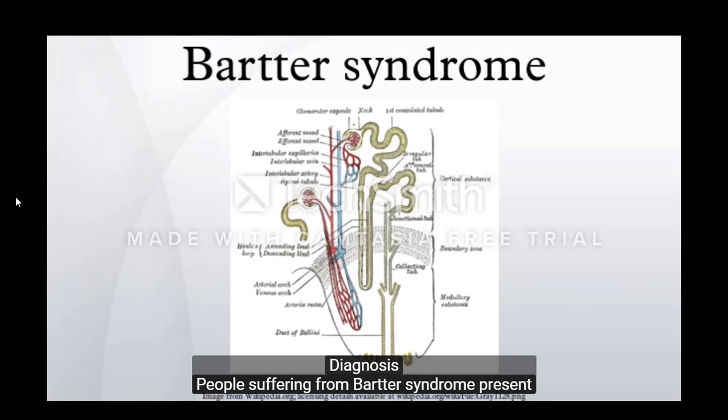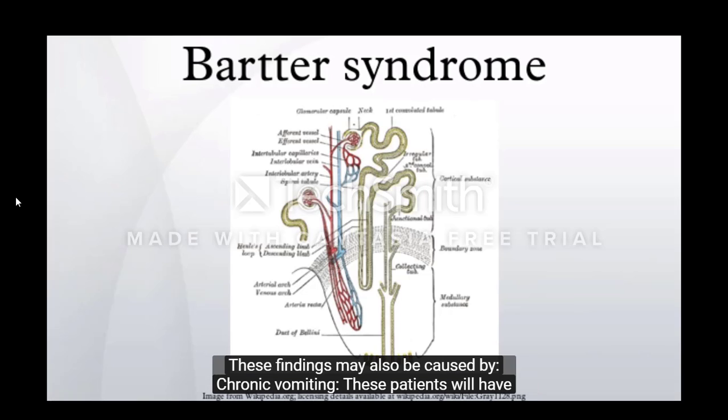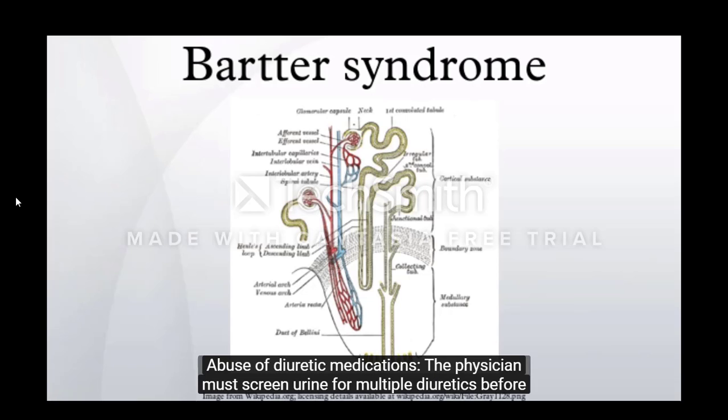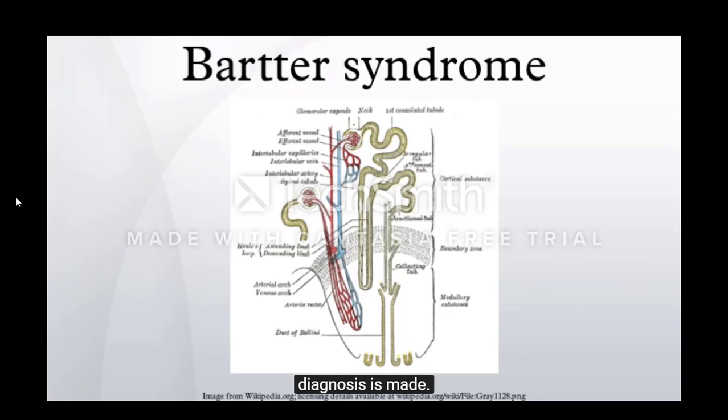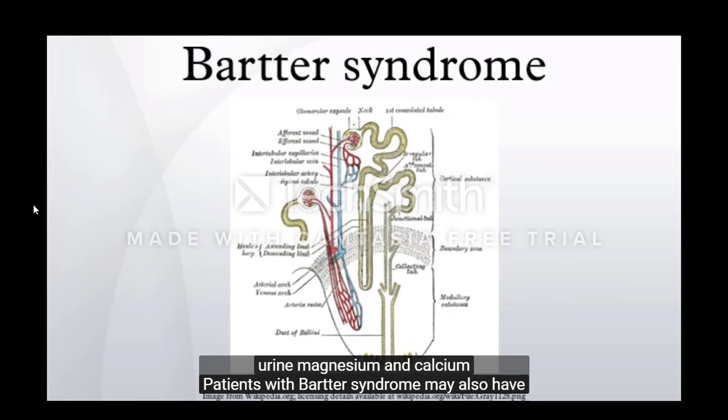Magnesium wasting may also occur. Diagnosis: people suffering from Bartter syndrome present symptoms that are identical to those of patients who are on loop diuretics like furosemide. The clinical findings characteristic of Bartter syndrome are hypokalemia, metabolic alkalosis, and normal to low blood pressure. These findings may also be caused by chronic vomiting. These patients will have low urine chloride levels. Abuse of diuretic medications: the physician must screen urine for multiple diuretics before diagnosis is made.